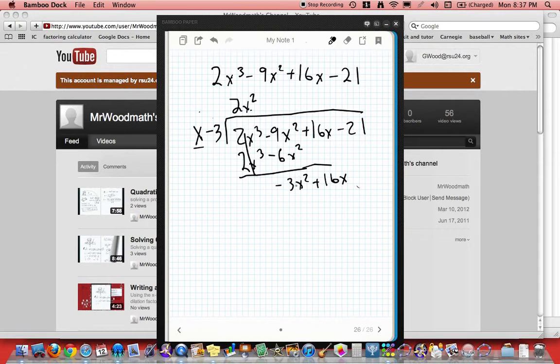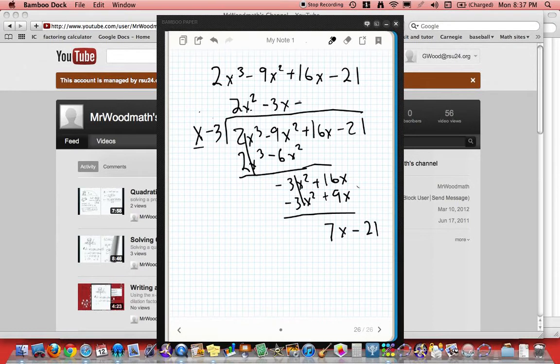into negative 3x squared. Well, it goes in negative 3x times, because negative 3x times x is negative 3x squared, plus 9x, because negative 3x times negative 3 is 9x. And again, I'm going to subtract, and obviously that's 0, and 16 minus 9 is 7, so 7x, carry down the negative 21.